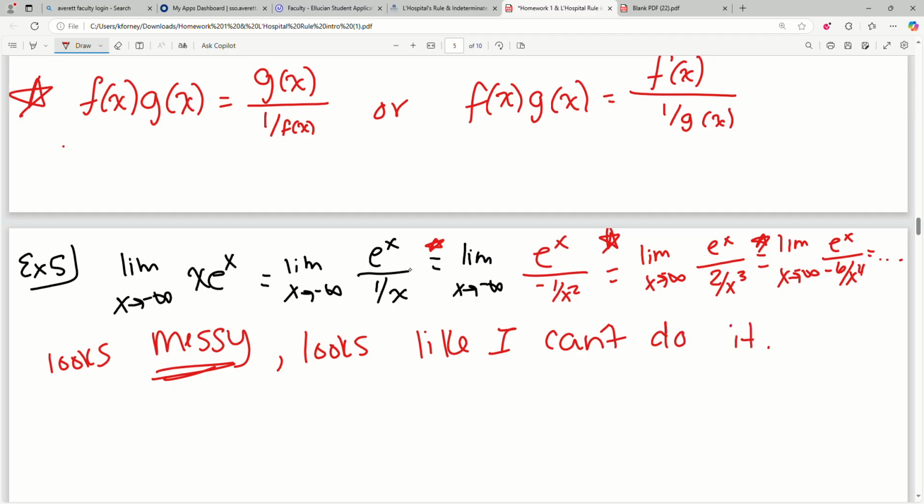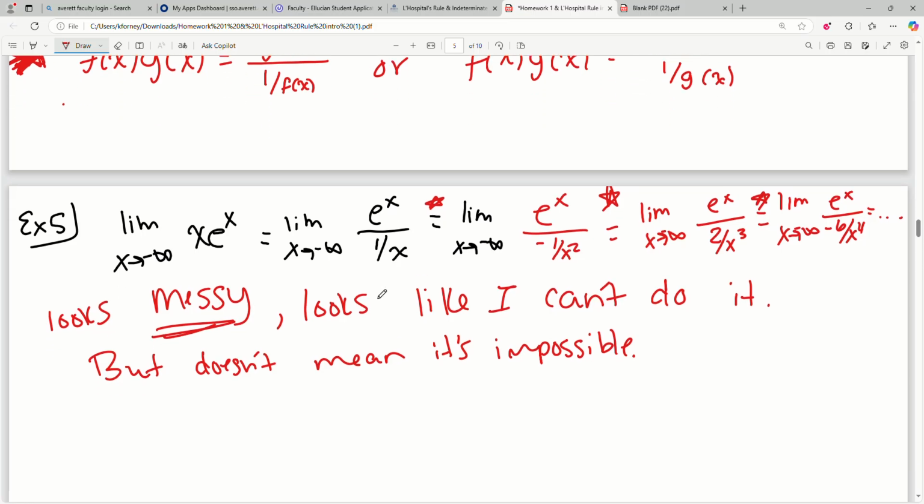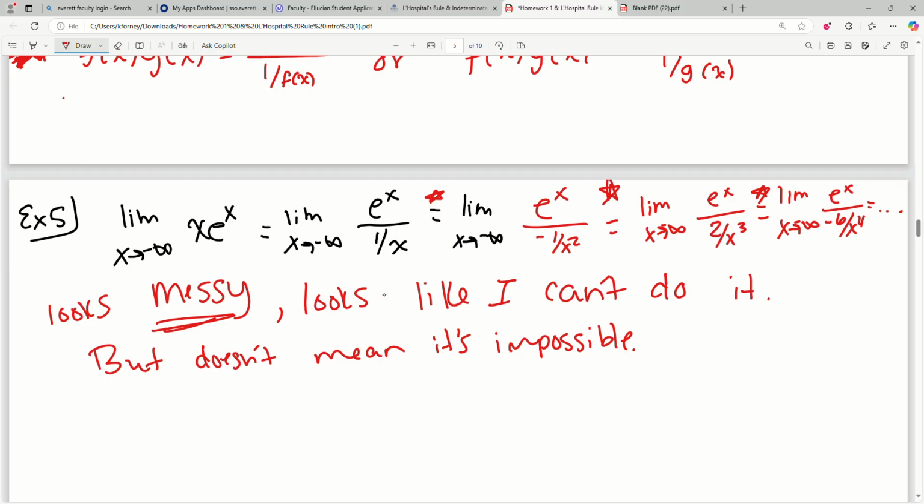But that doesn't mean you can't do it. Doesn't mean it's impossible. This is where we go back to what we just wrote up here. And if putting the g of x on top didn't work, maybe we should try the f of x. Maybe we should try with the x in the numerator.